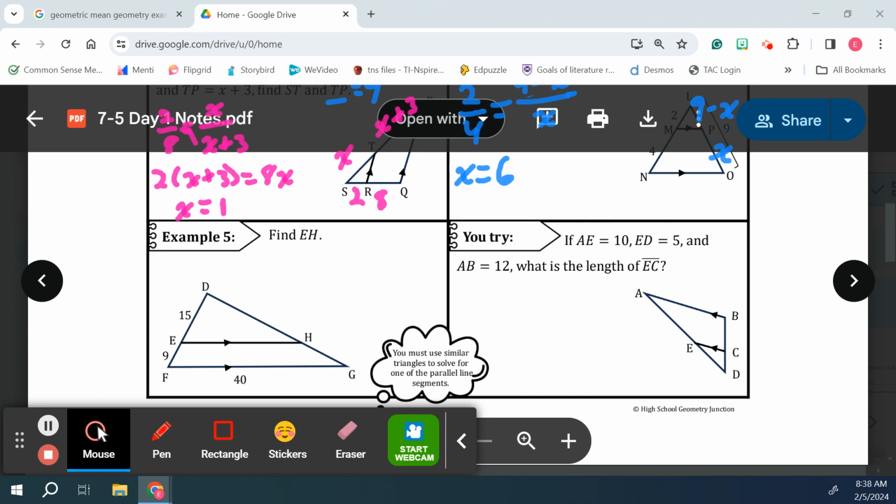Okay. So someone help Evan. What would be a good way to address this? Now, first off, is this side splitter theorem? Yes or no? No. So how do we set up the proportion? Who can tell him? Help him out. Evan, phone a friend. Yash, how would you help Evan set this up?